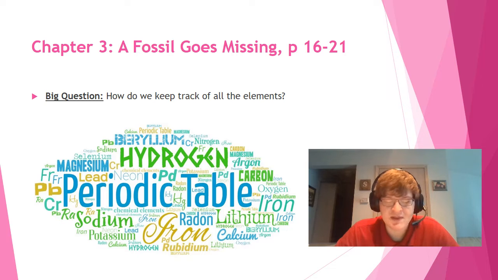"Before I can explain that, we need to fill in a few background details. Remember when I said that matter was made up of small particles? Those particles are called atoms, which are so small they're invisible to the naked eye. There are more than 100 different kinds of atoms, and each kind is called an element."